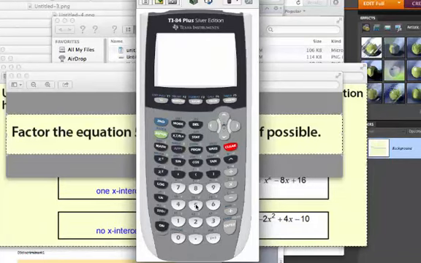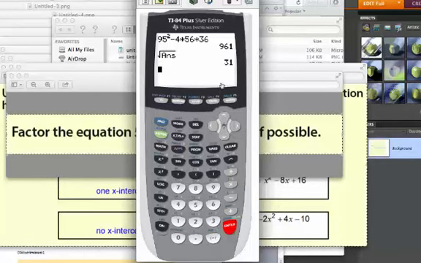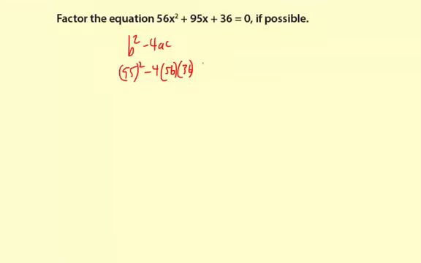So it's going to be 95 squared minus 4 times 56 times 36, 961. So if this can be factored, 961 has to be a perfect square. Let's take the square root of 961, 31. Okay. So this can be factored.